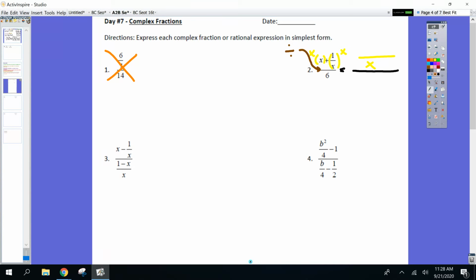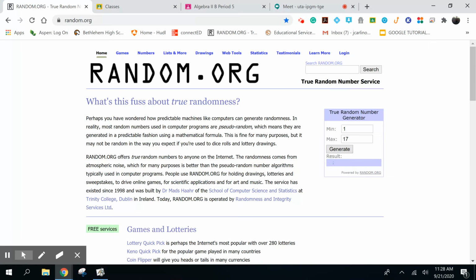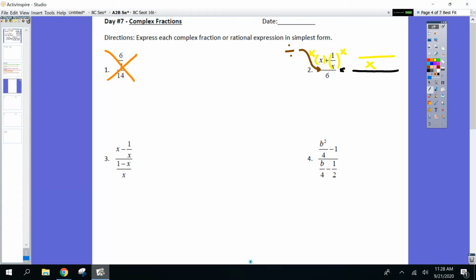All right, tell me what's left on top now. 8. Colin, ready over there? All right, now look. There's nothing to cross out here. It's just x times x. X squared. Yeah, good job.